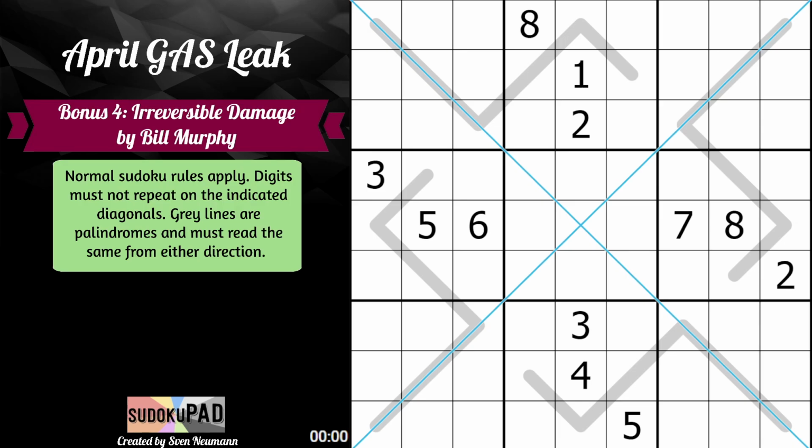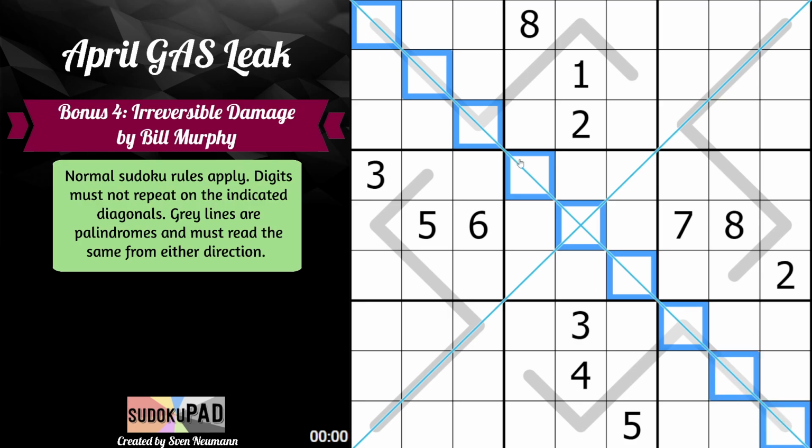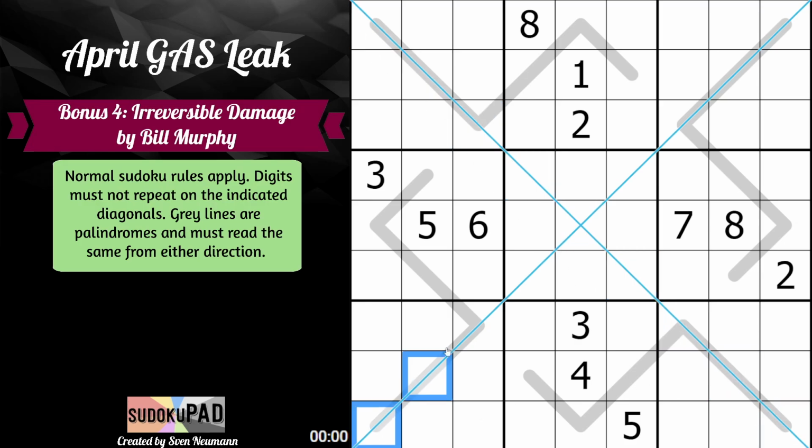Well, in our normal Sudoku, any complete row, any complete column, and any complete 3 by 3 box of the Sudoku will contain the digits 1 to 9 once each. But additionally, we have the negative diagonal, which also must contain the digits 1 to 9 exactly once each, and the positive diagonal, which must contain the digits 1 to 9 exactly once each. Then we have our gray lines, which are palindromes.